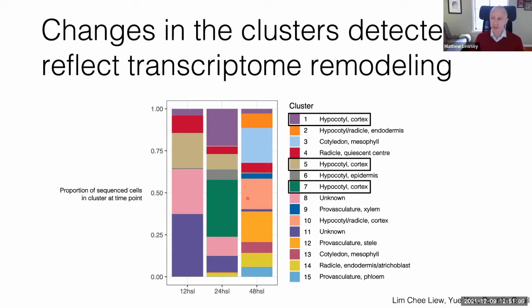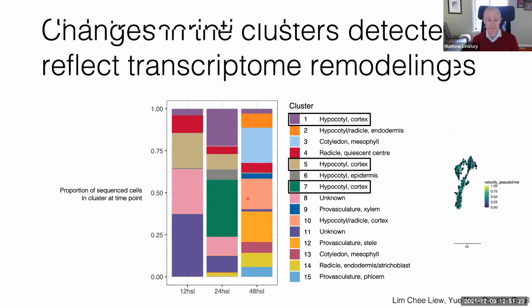So RNA velocity is basically an assessment of how highly active transcription is, and it also gives you some indication of the trajectory that a cell is moving along. We focused in just on the hypocotyl, so all of the clusters annotated to the hypocotyl, but particularly on these 3 clusters, 1, 5, 7, that were all hypocotyl cortex cells.